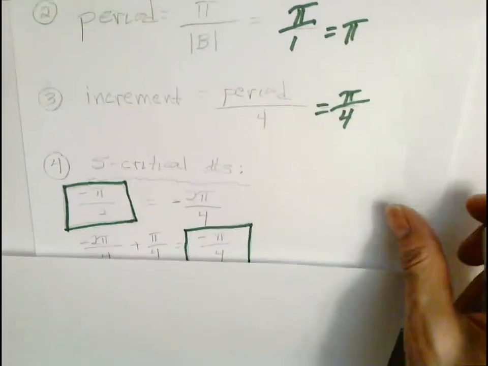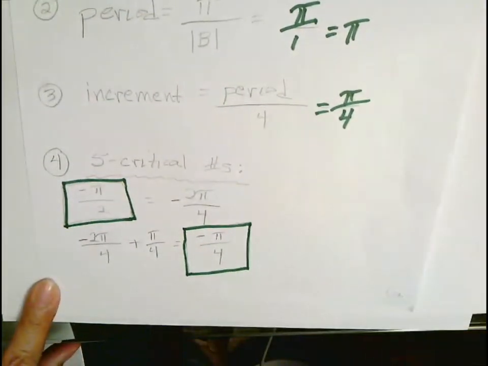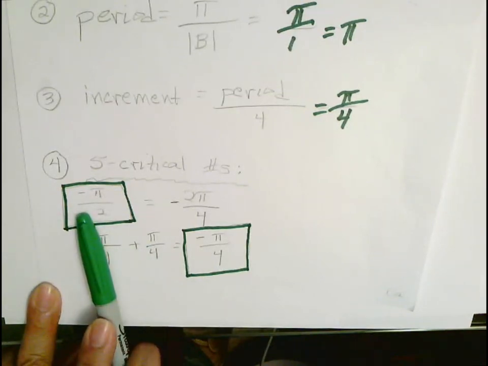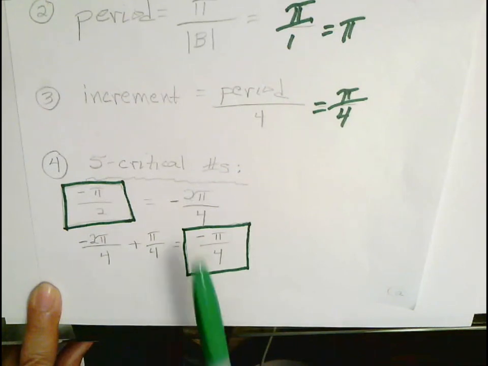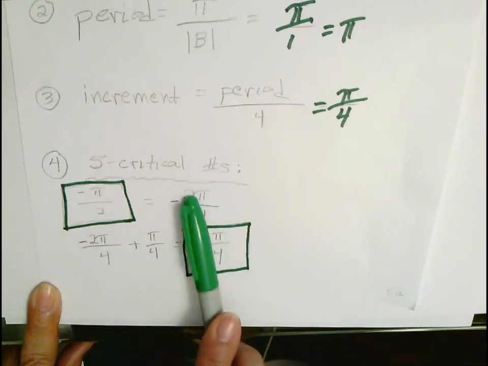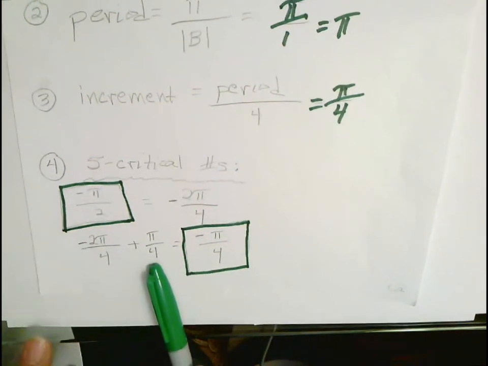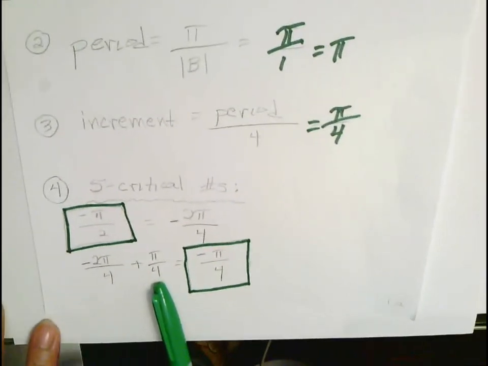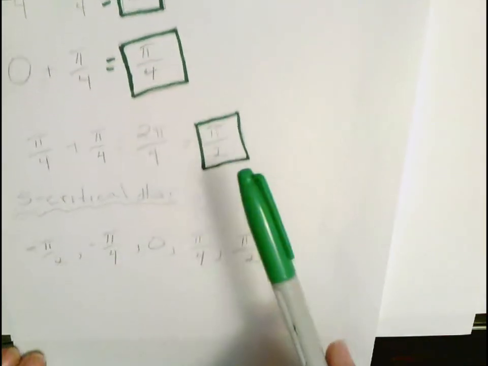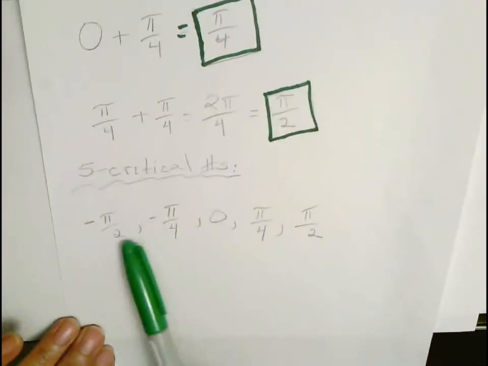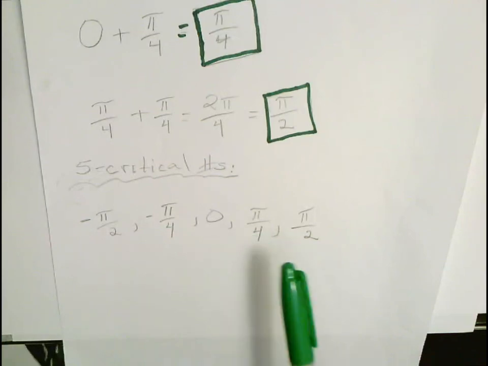The 5 critical numbers. Our first critical number here is negative pi over 2. We add our increment, pi over 4. And I changed the negative pi over 2 to negative 2 pi over 4 because, again, remember to add and subtract fractions, you have to have like denominators. Okay. Then here's our third critical number, fourth critical number, fifth critical number. So when we get through, here are our critical numbers.